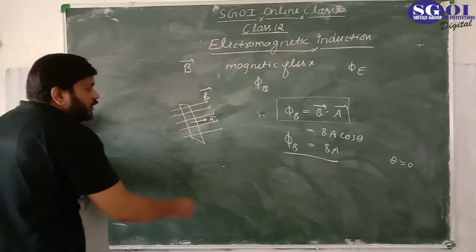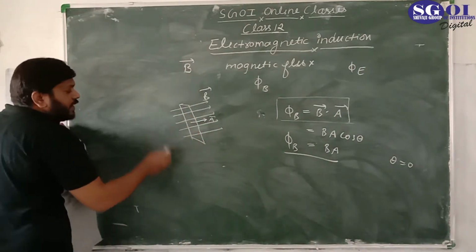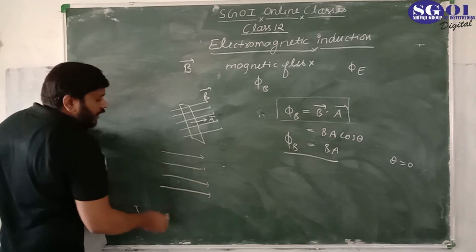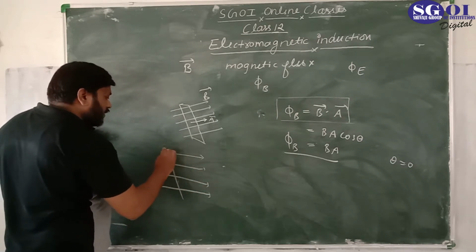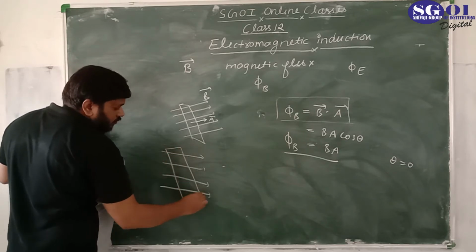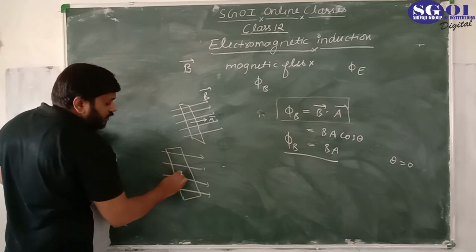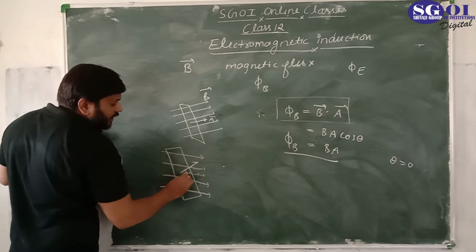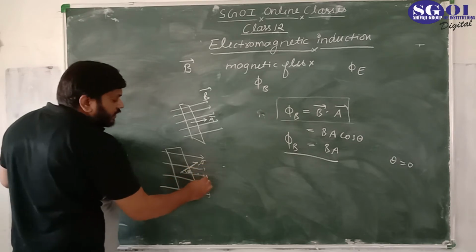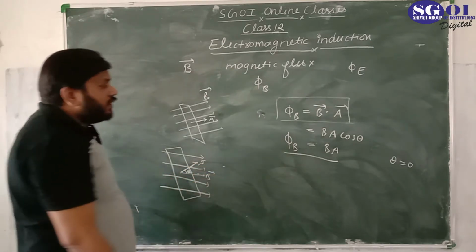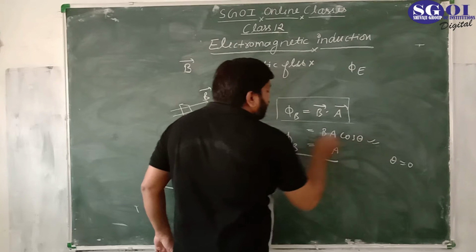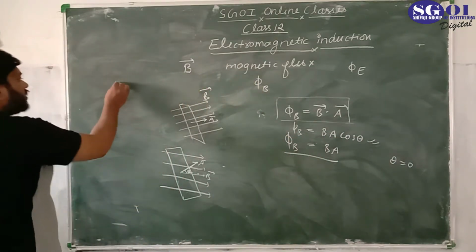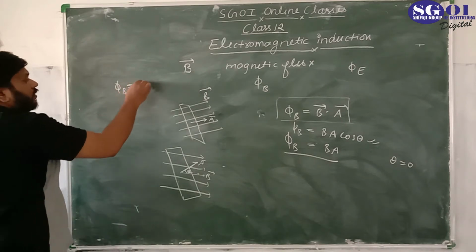If it is making an angle, suppose these are the magnetic field lines and this is our surface, let's say it makes an angle theta with the magnetic field lines. This is the area vector and this is B. So we can say phi B is simply BA cos theta, and the unit of magnetic flux phi B is Weber.